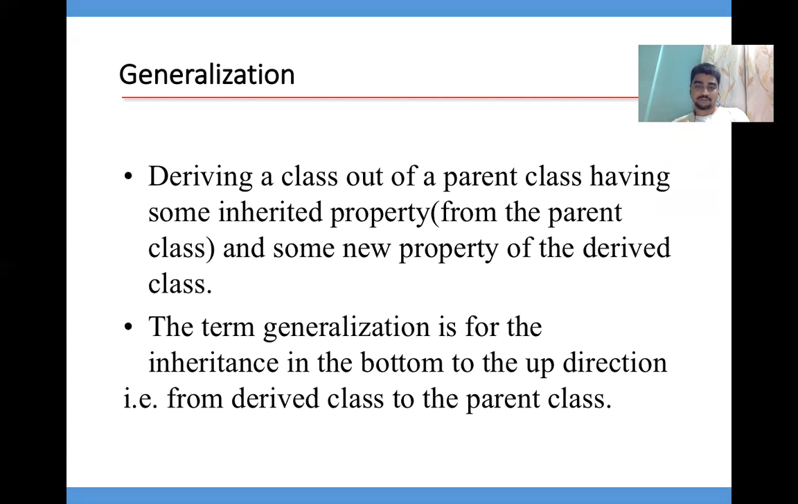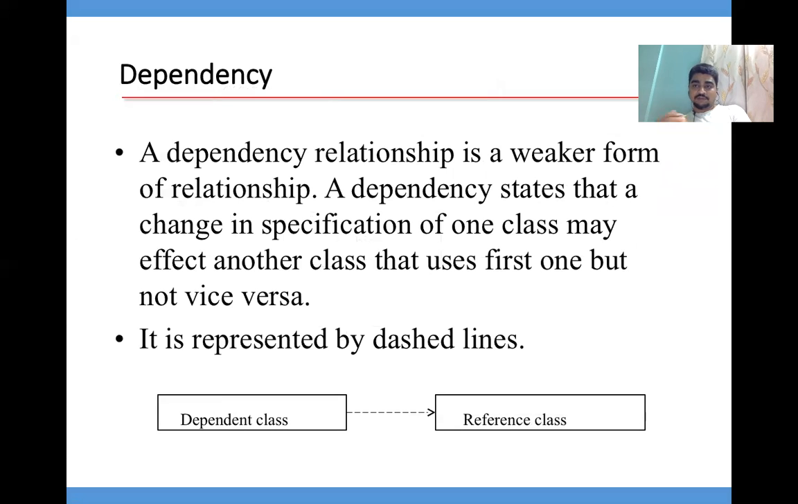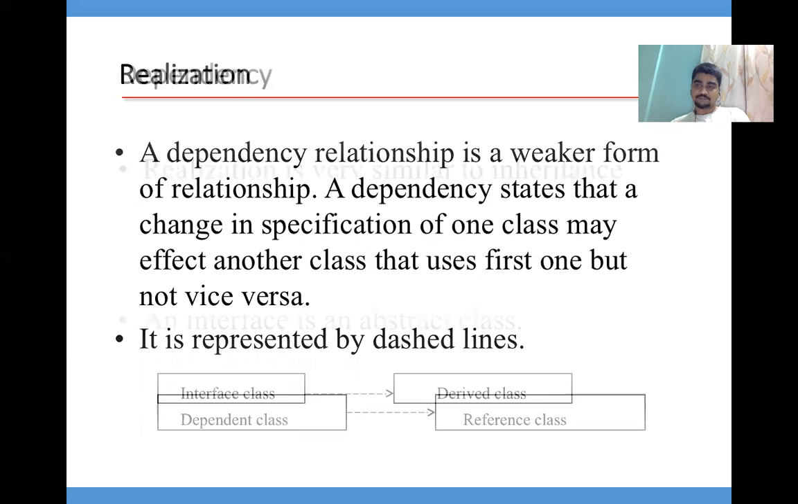Now coming to dependencies. The dependency relationship is a weaker form of relationship. Why is it called weaker? The dependency states that a change in the specification of one class may affect another class that uses the first one, but not vice versa. There is a dependent class and a reference class. So one class is affected by the other class, not vice versa. It is represented by a dashed line.